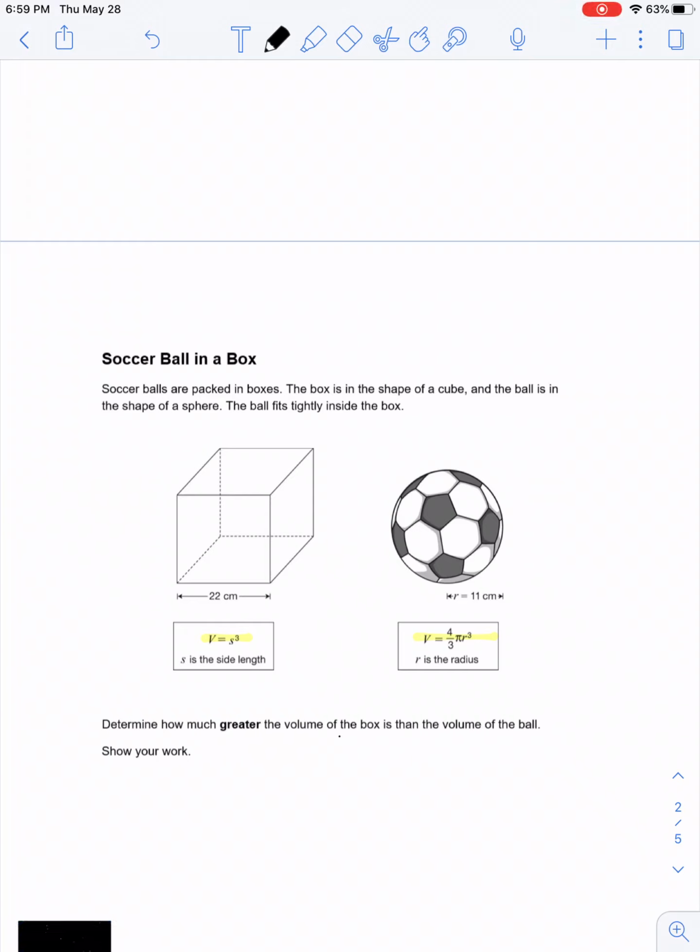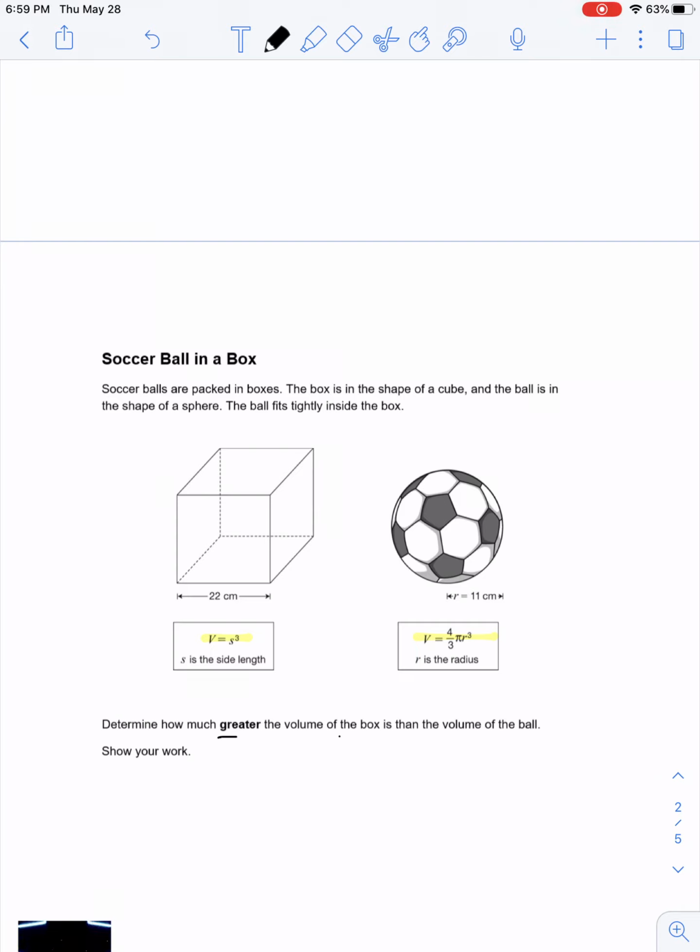In this question, we're looking at the volume of a soccer ball and the volume of a box that it's packed into. The box is in the shape of a cube, and the formula is given as S cubed. This is the same as volume being the length times the width times the height, where all three of the dimensions are the same. The volume of the ball, or the sphere, is given as 4/3 pi r cubed, where r is the radius.